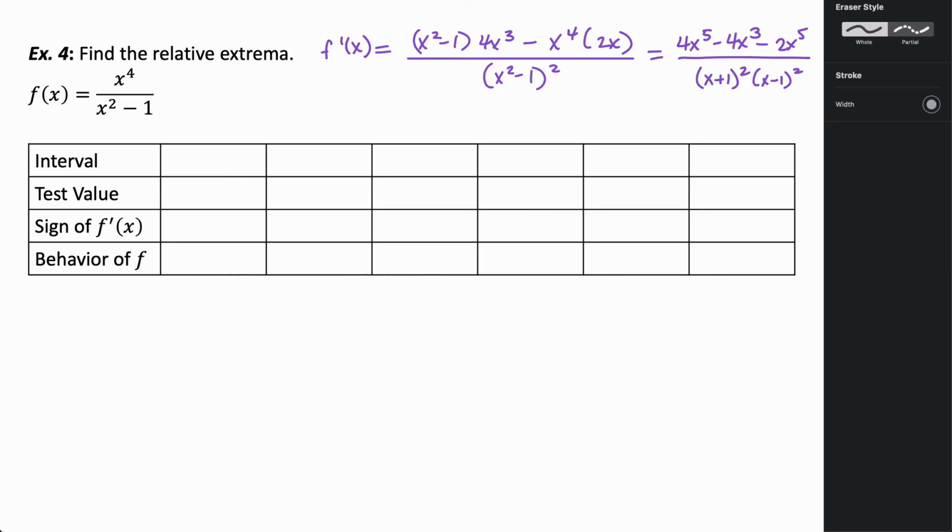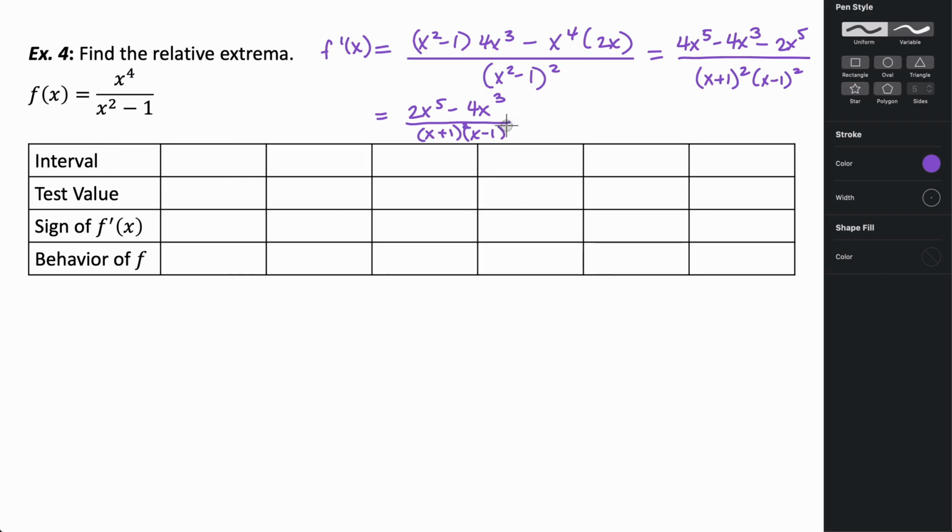I'm skipping steps, and I probably shouldn't. So we have 2x to the 5th minus 4x cubed over our denominator, which was x plus 1, x minus 1, each of those squared. Factoring out the common factor, 2x cubed, we get x squared minus 2. And then we have our x plus 1 squared and x minus 1 squared.